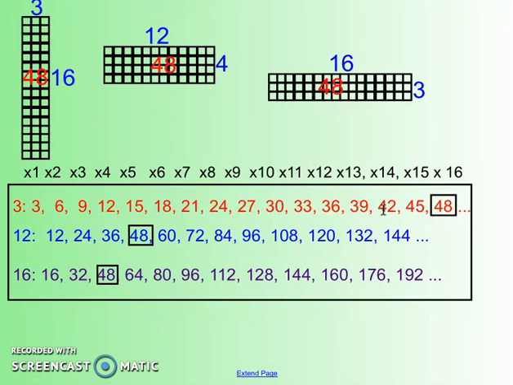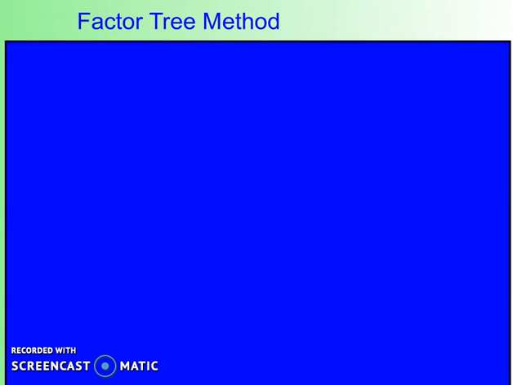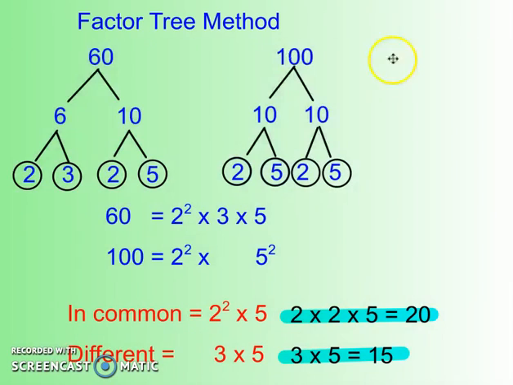Sometimes, though, we come across numbers where it would take a long time to find a common multiple. And so there is another method that I want to show you, and you can choose which method is best for you. This is called a factor tree method, and we've used factor trees in the past to find prime factorization. But this time we're going to use it to find least common multiple. So I want you to look at this method. First of all, here are the trees that I created. The numbers that I'm using are 60 and 100. Those are the ones that I am trying to find the least common multiple of.